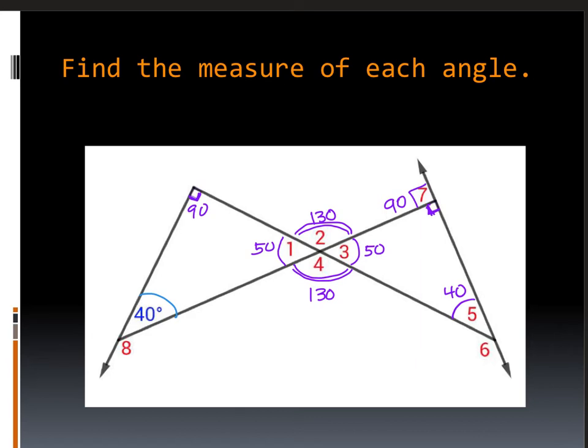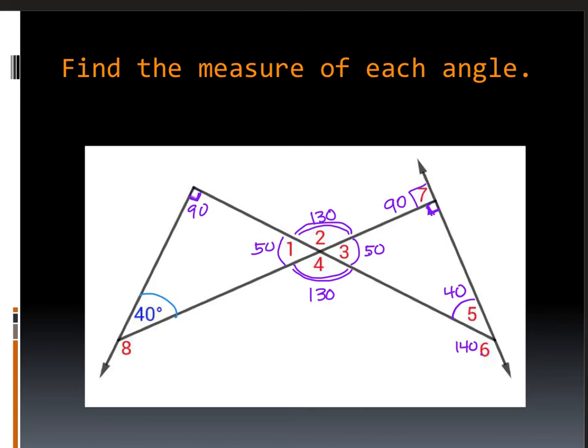And then in order to get number 6, we know a couple different ways to get number 6. We can look and say if angle 5 is 40, then angle 6 has to be 140 because they make a linear pair. It's also the exterior angle, so 50 plus 90 would be 140.